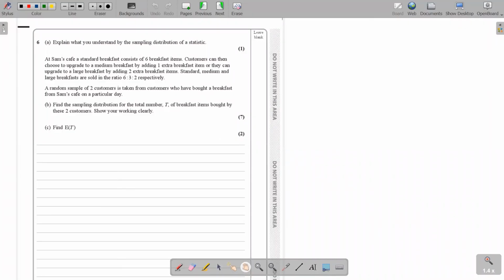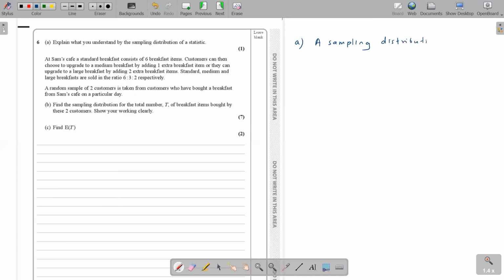Okay, question 6, they say, explain what you understand by the sampling distribution of a statistic. So basically, this is a sampling distribution, chapter 6 in your S2 book, right? They give you definitions of several terms in the exercise, so you need to remember the definition of sampling distribution from the textbook directly. You can give it word for word from your textbook.